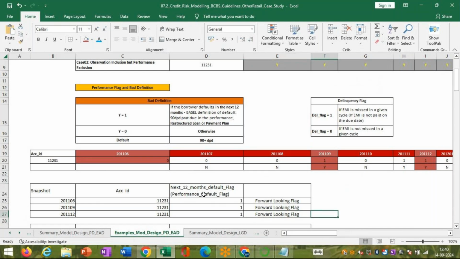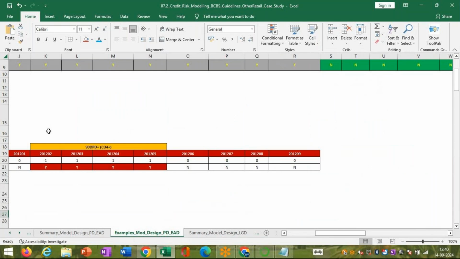So this is what I mean by the ever bad definition. Once you have been flagged as bad, as long as that patch keeps on coming in, you will be flagged as a defaulter. But now let's say you come to 2012-06 and your payment has been fine. So with respect to 2012-06, you will not be flagged as a default. But as long as these 4 months keep on coming in the performance, that account will always be flagged as a default.